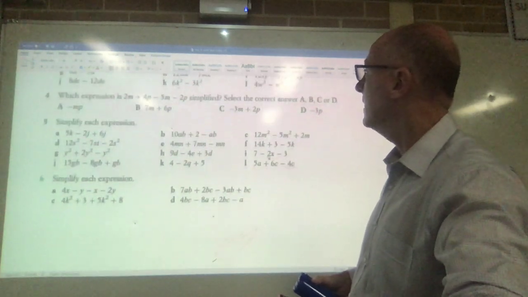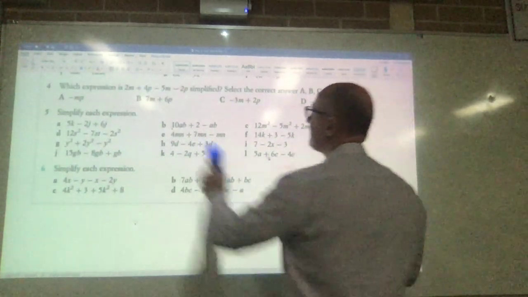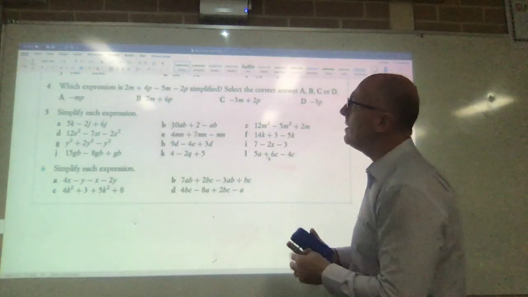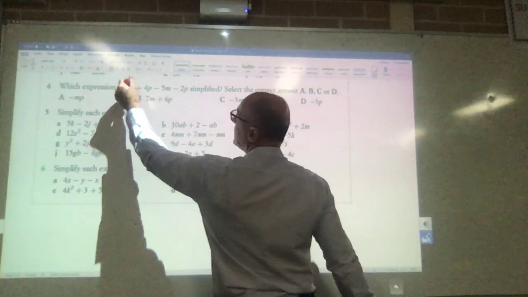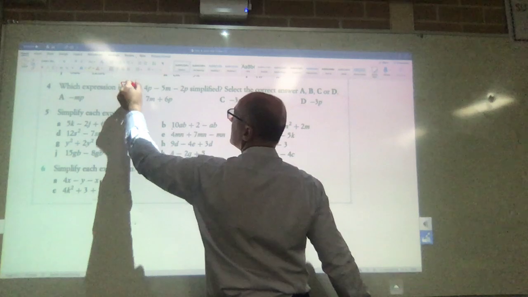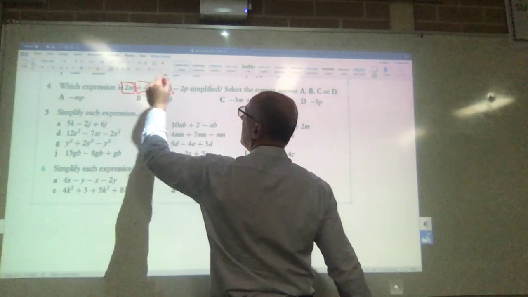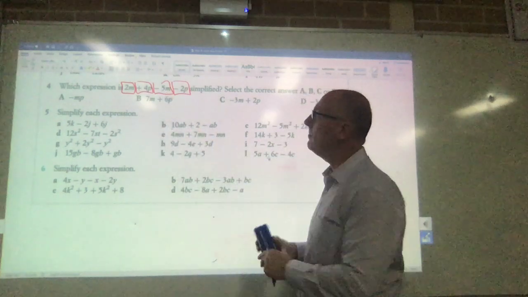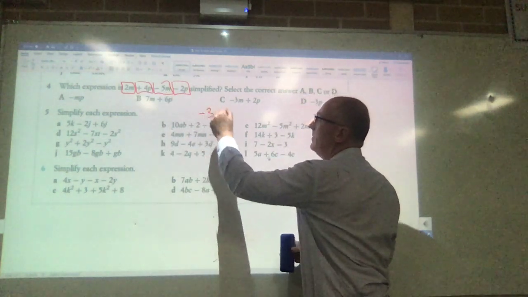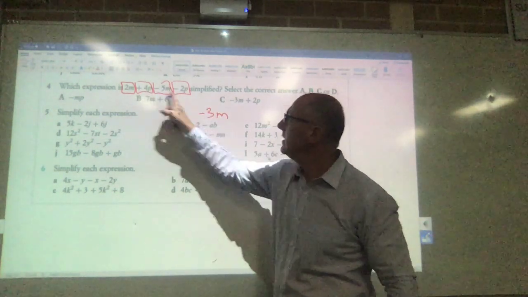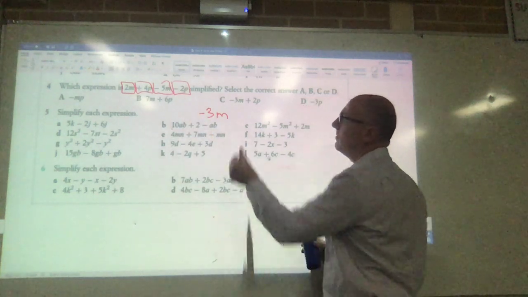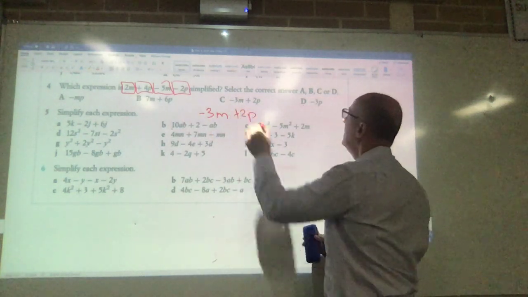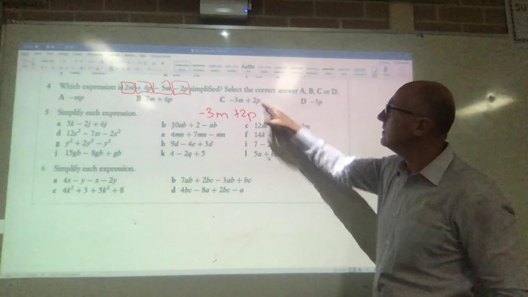Okay, can't get that exactly right. All right, so 2m. So the way we do this is, I don't know how well you can read that, but 2m take away 5m is minus 3m. 4p take away 2p is plus 2p. So the answer is going to be C.